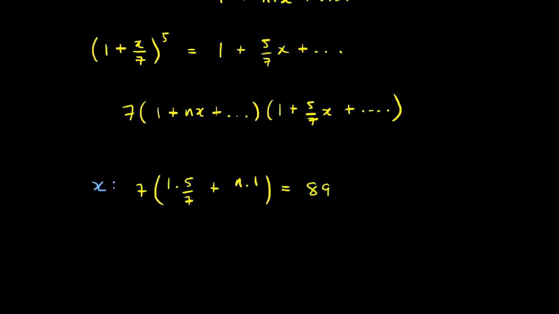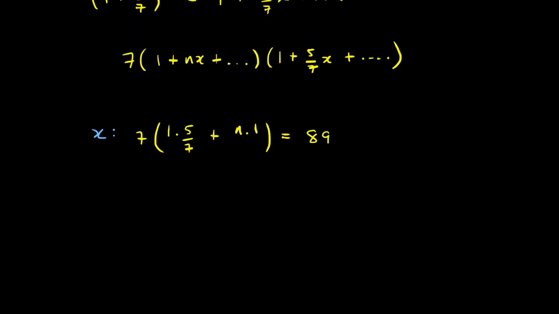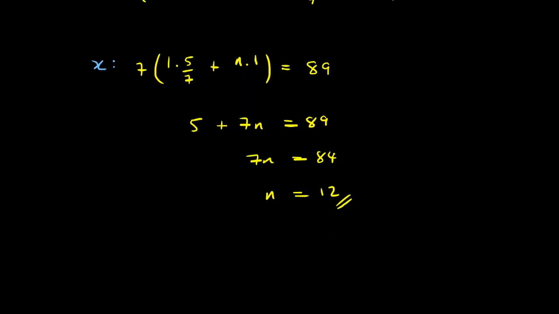All right then. Well, I think we can simplify this. Hopefully, I'm going to expand this top bracket here. So 7 times 5 upon 7 is just 5, plus 7n is equal to 89, which means that 7n is equal to 84. Then we divide through by 7, we're going to get n is equal to 12. So our answer there should just be n is equal to 12.